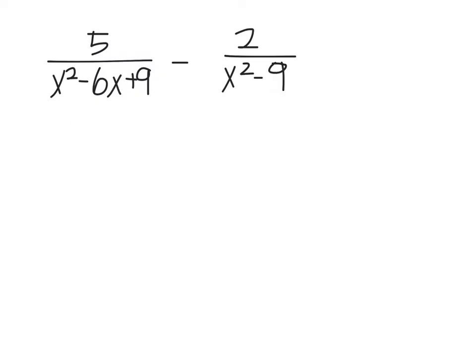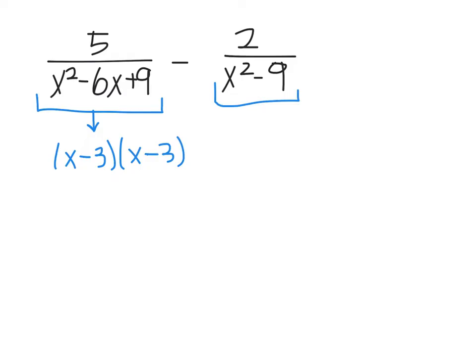And so our first step is going to be to factor them and see what needs to be multiplied out so that they're equivalent. In this case, we have x minus 3 times x minus 3. And in this case, we have x plus 3 and x minus 3. Awesome.